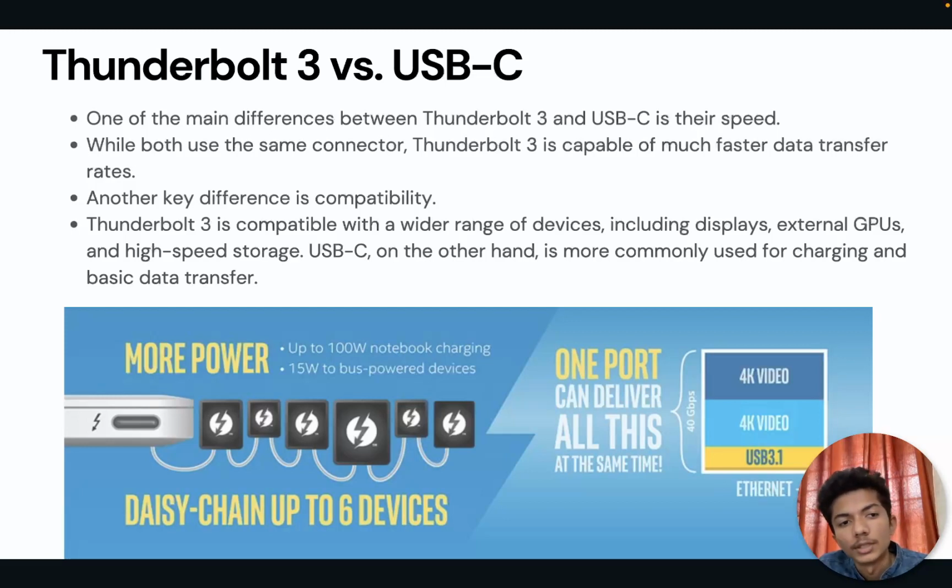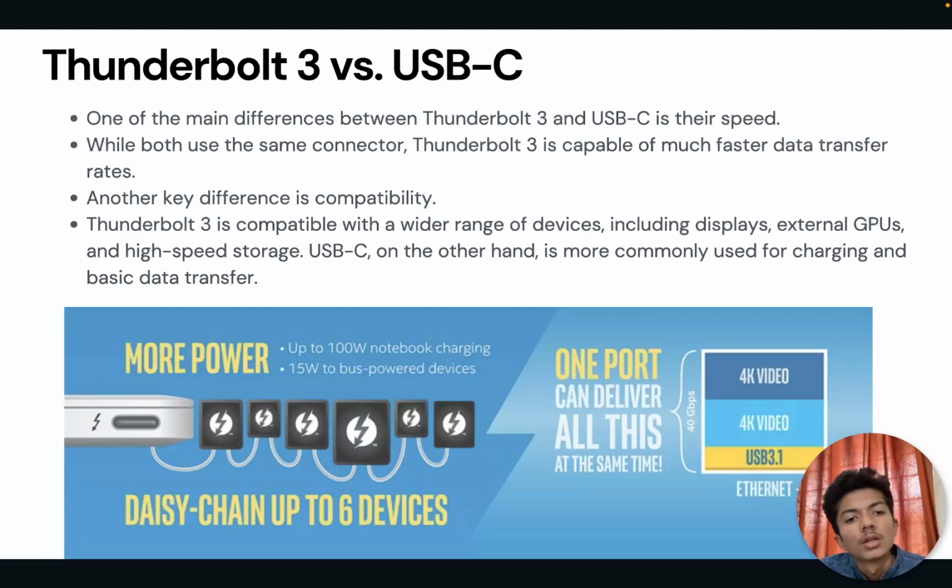Another key difference is compatibility. USB-C compatibility is limited to data transferring and basic things. But due to the large number of features in Thunderbolt, it can extend to multiple monitors, and it can also charge. So it has a wider range of devices, including displays and external GPUs. It can connect with an external GPU for higher GPU needs, and high speed data storage. USB-C, on the other hand, is commonly used just for charging and basic data transfer.